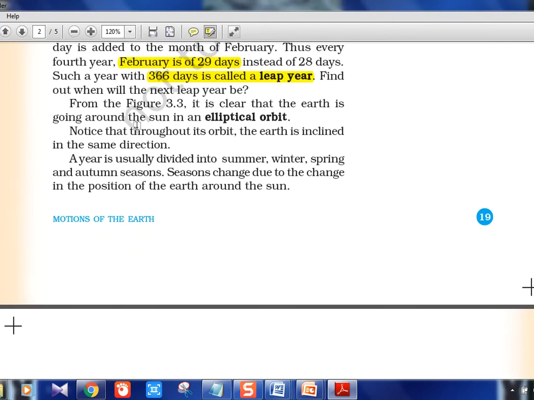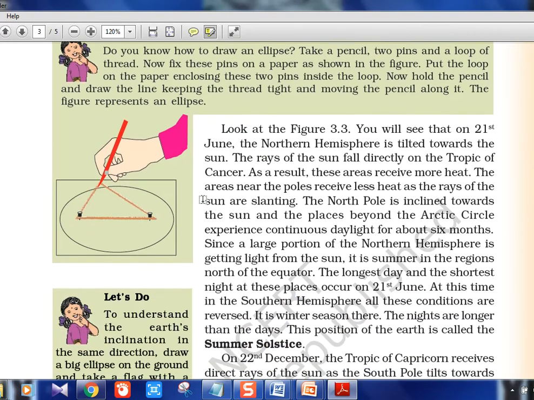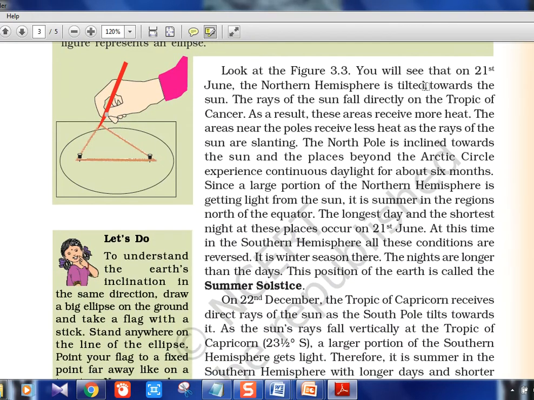Then the earth is going around the sun in an elliptical orbit. Okay, we have seen in the last chapter also, it will be an elongated elliptical orbit, like we saw in the picture. It's not a perfect circle or square or something, oval or something. It is an elongated elliptical orbit. Again explaining the same thing that we saw in that picture.